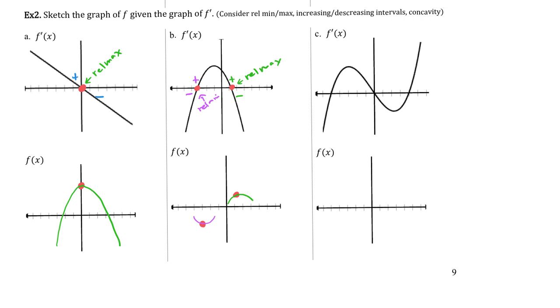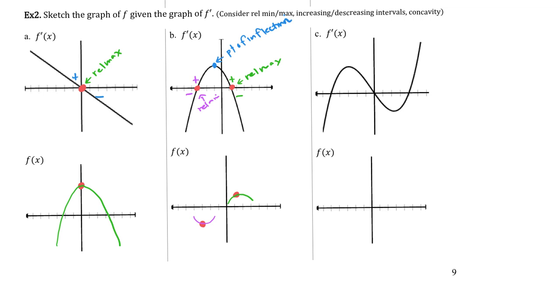Okay, is there anything else we could consider? We could consider this point right here. This is where f prime changes from increasing to decreasing. So this is a point of inflection. So since f prime is increasing, it was concave up, and then around there it changes to concave down. So let me think about this graph.